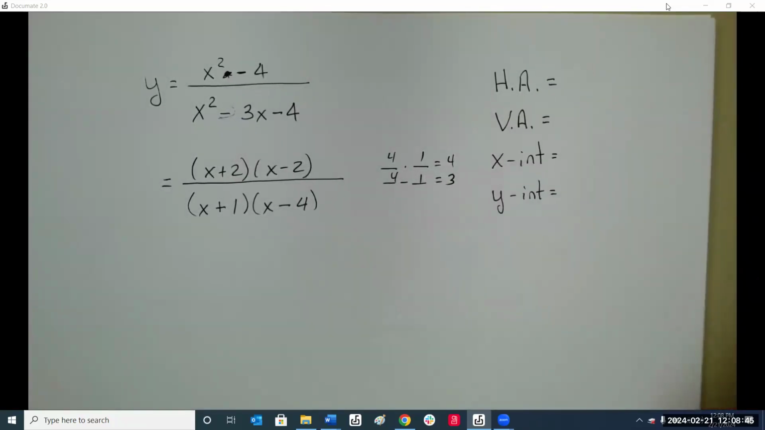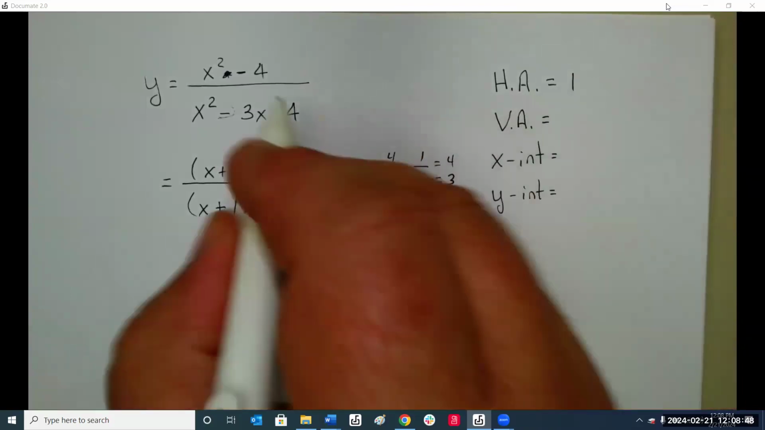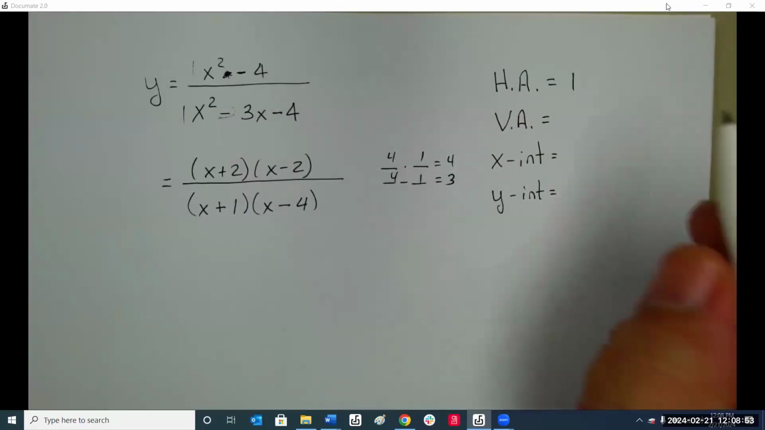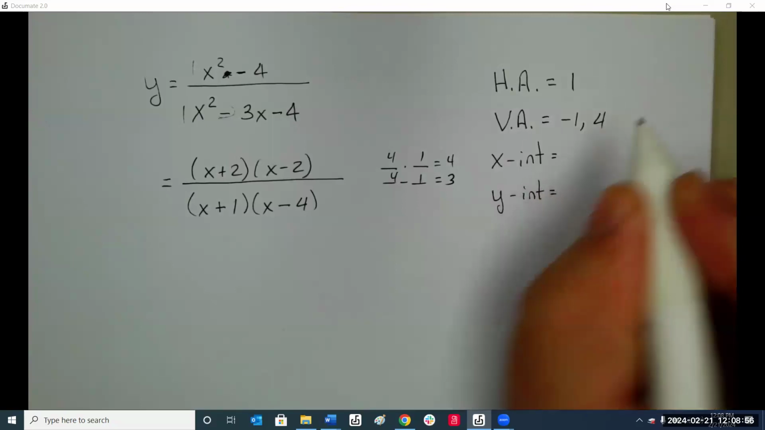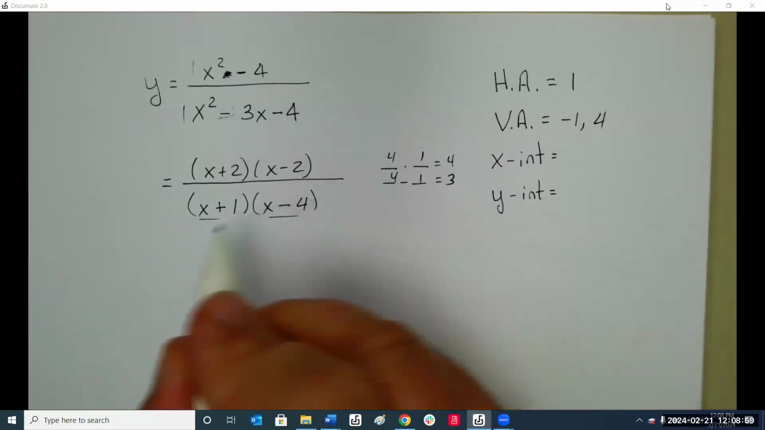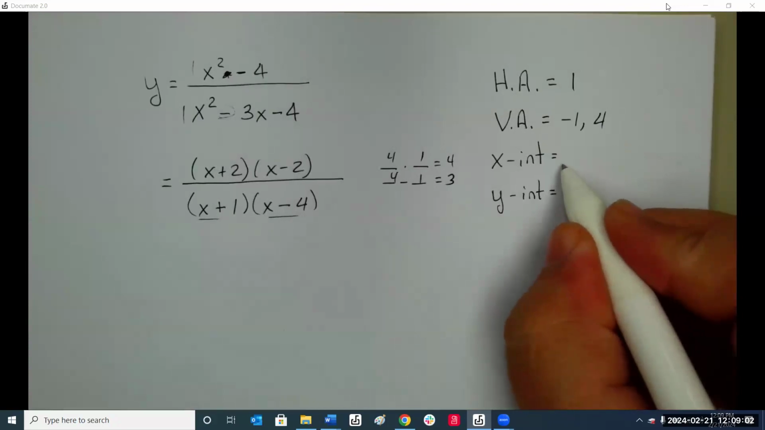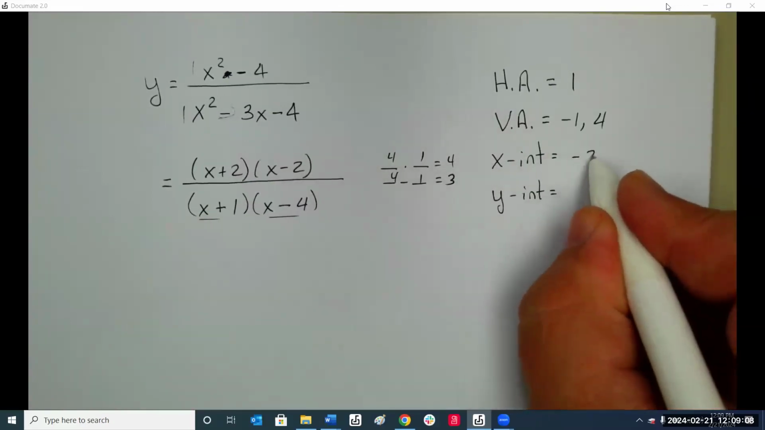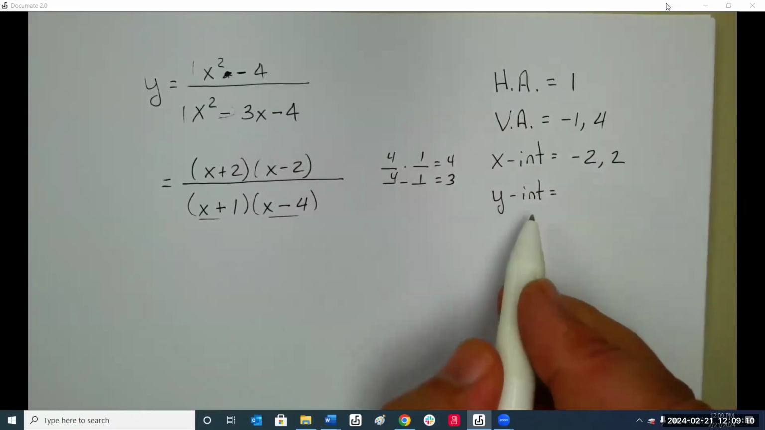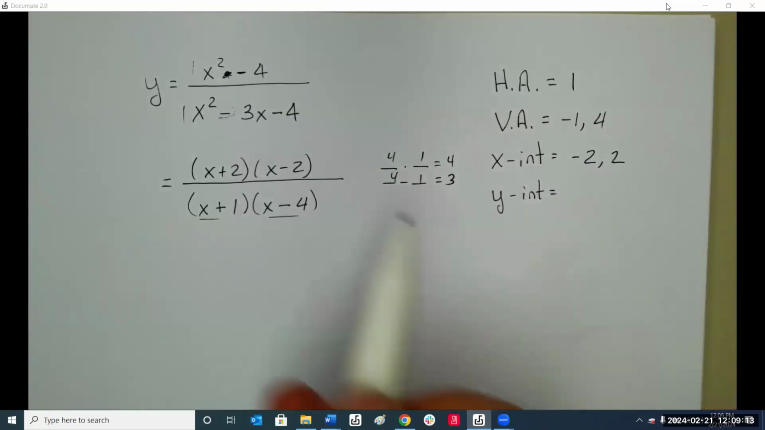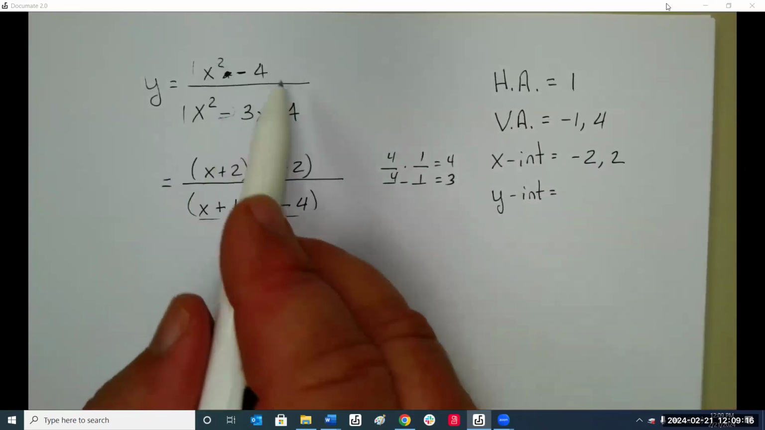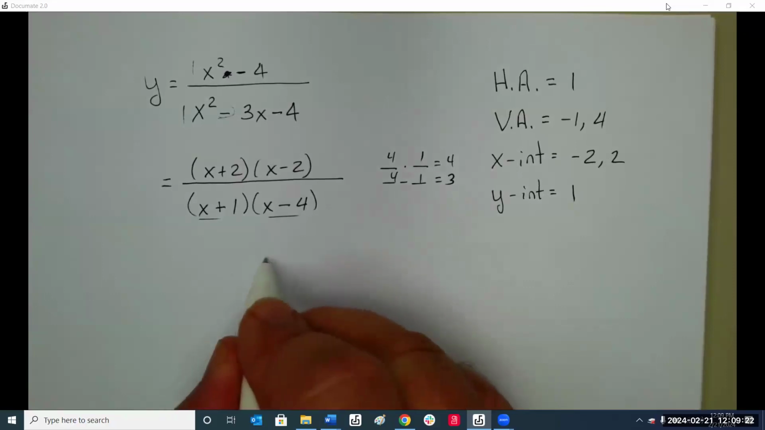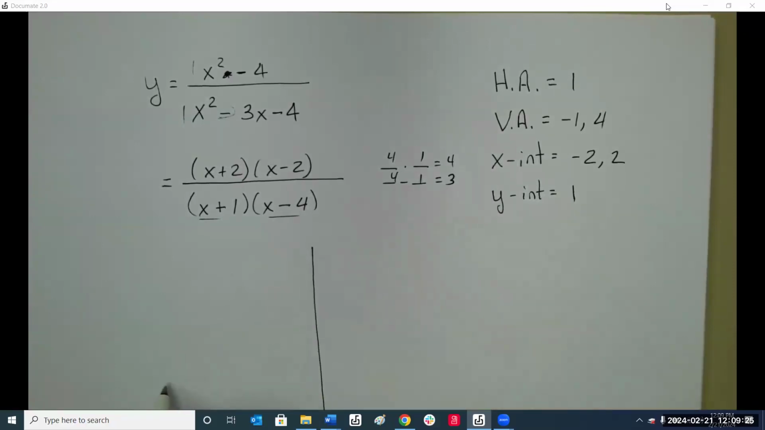So what's my horizontal asymptote? Because they're both the same, it's the coefficients. What's my vertical asymptote? Yeah, set the bottom equal to 0, so -1 and 4. What's my x-intercept? Yeah, set the top equal to 0, so you get -2 and 2. What's my y-intercept? Set all the x's equal to 0, get -4 over -4, makes it a +1. All right, that should give us a good idea what the graph's going to look like.